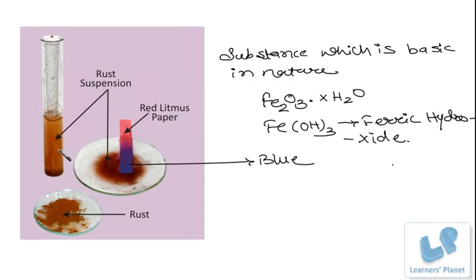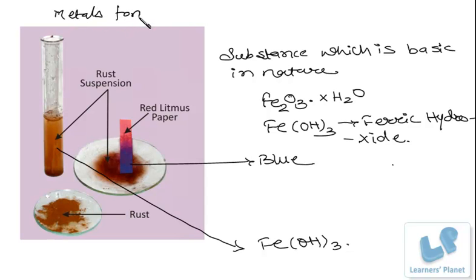So what compound is present in this suspension? It is ferric hydroxide, right? So what type of oxides are formed by the metals? Metals form basic oxides. This is one of the properties of metals, the chemical property of metals.